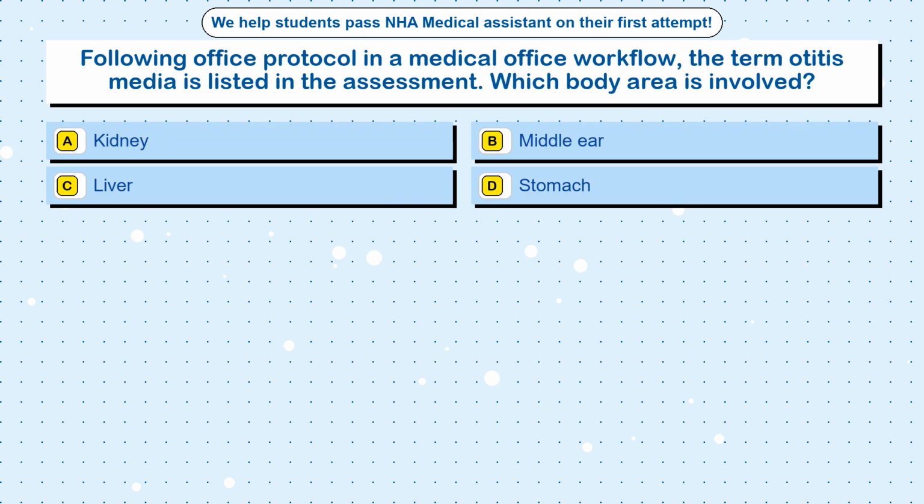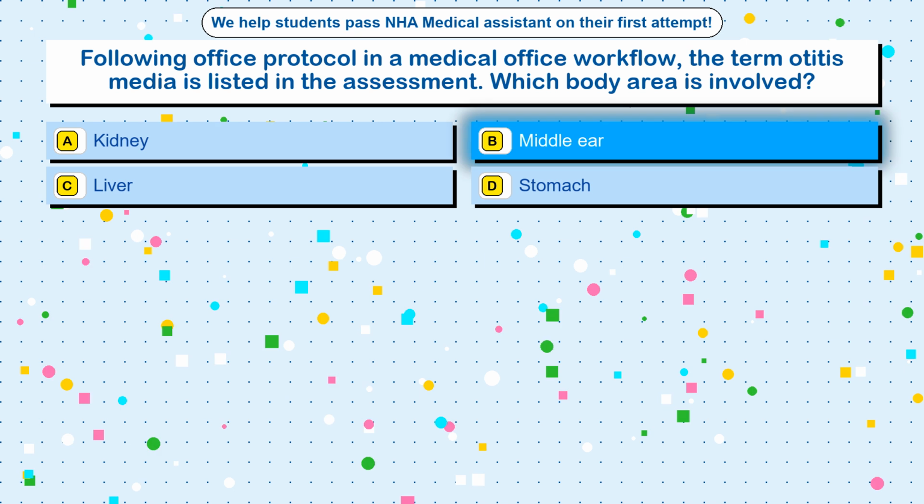Question 89. Following office protocol in a medical office workflow, the term otitis media is listed in the assessment. Which body area is involved? Option A, kidney. Option B, middle ear. Option C, liver. Option D, stomach. The correct answer is option B.